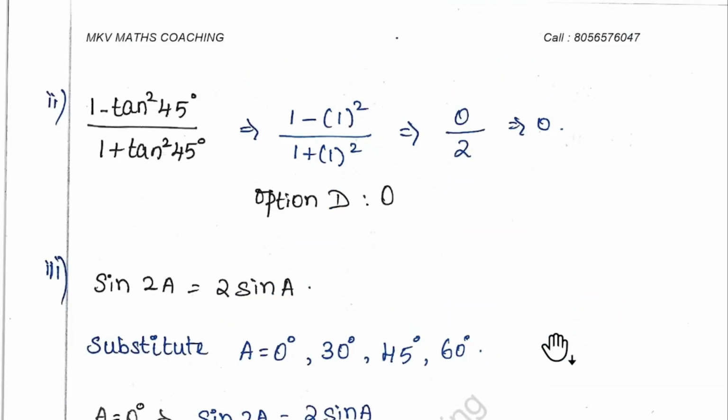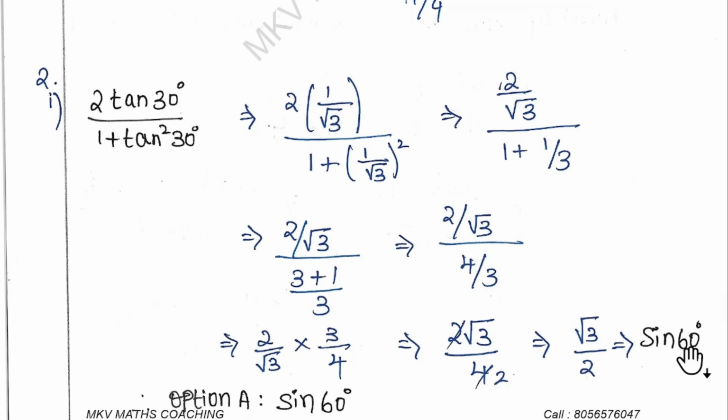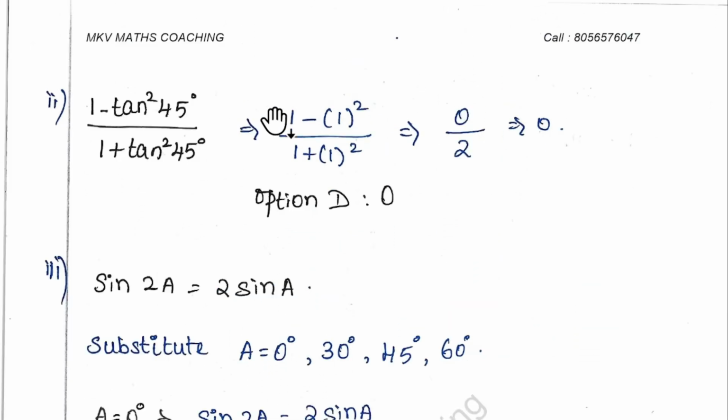Root 3 by 2, you have to check in the table. According to the options given, it is sin 60. You will also get cos 30, but cos 30 is not given in the options, so you choose the sin 60 option. Next question, tan 45 is 1, so 1 minus 1 square by 1 plus 1 square, so you'll end up with 0, which is option D.